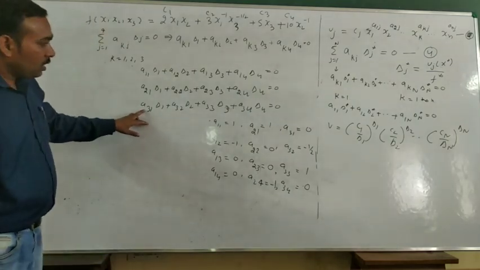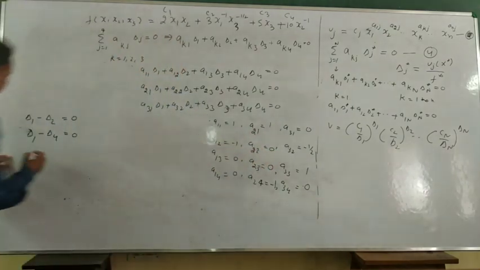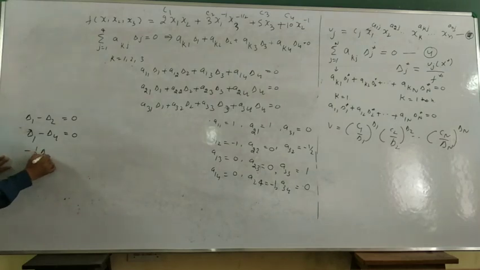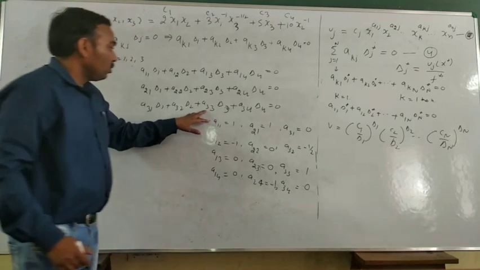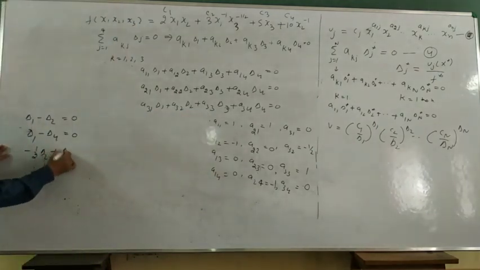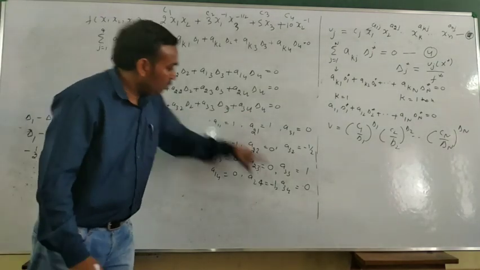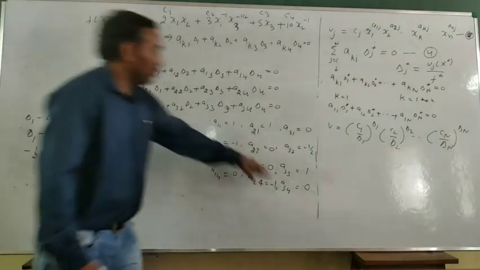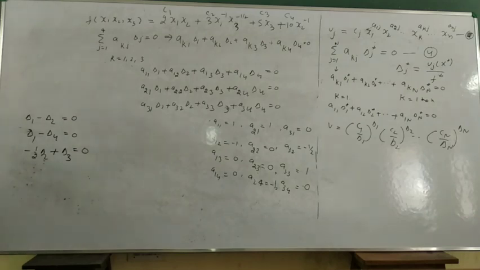And here a31 is 0, a32 is minus half, so minus half del 2, a33 is 1 means plus del 3, and a34 equals 0. So this is equal to 0. These are the optimality conditions.